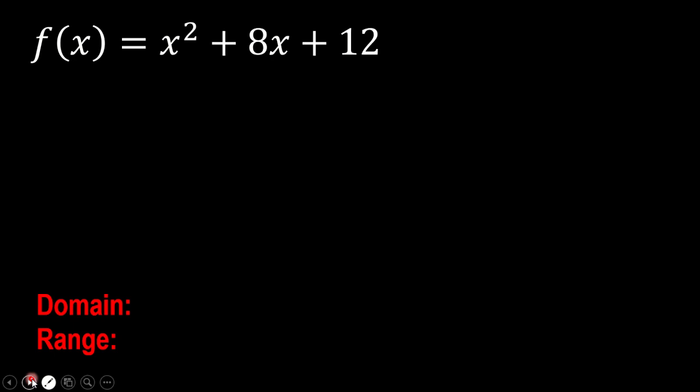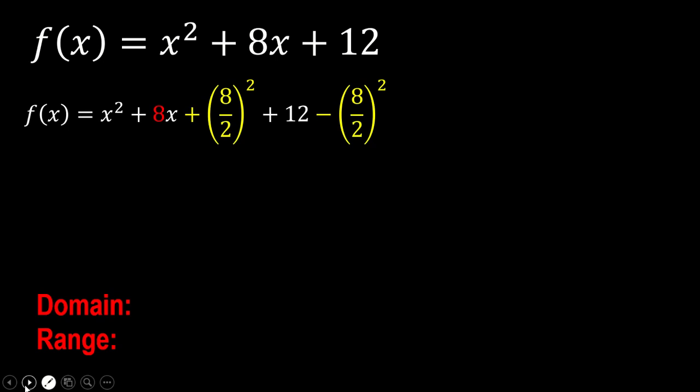Given that we have x squared plus 8x plus 12, let's use completing the square first. In completing the square, all we need to do is divide the middle numerical coefficient by 2, and then we square it. Given that we have 8 here, 8 divided by 2 is 4, and 4 squared is 16. So we have x squared plus 8x.